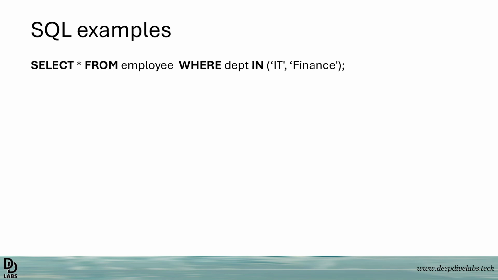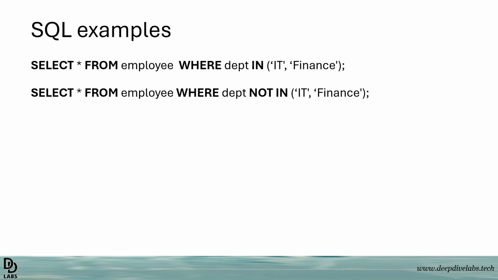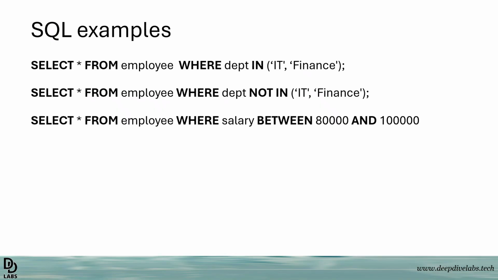So select star from employee where department in IT or finance tells us to select all the columns from employees where the department column in the employee table has the values IT or finance. Similarly, if you want to negate a condition, right, you say department not in IT or finance. Here we are selecting all employees where department is not in IT and finance. Then we can also look at select star from employee where salary is between 80,000 to a lakh, right? So both values are included when we are looking at range. When we are looking at a numerical range, we prefer to use between.